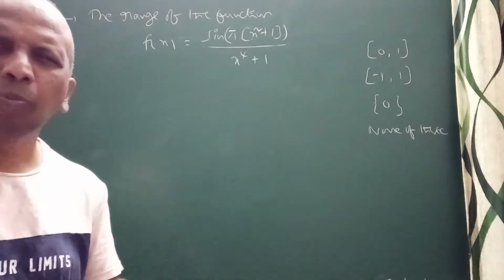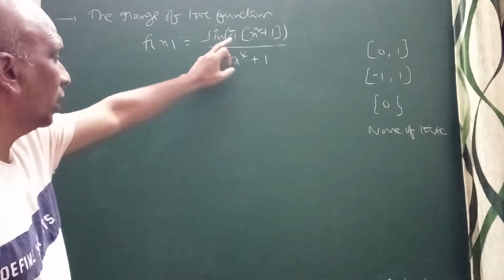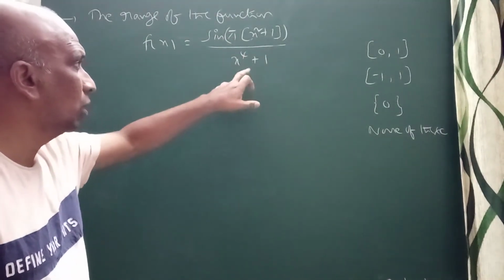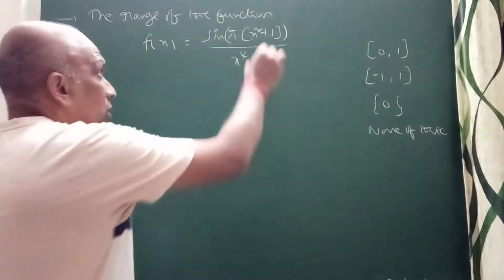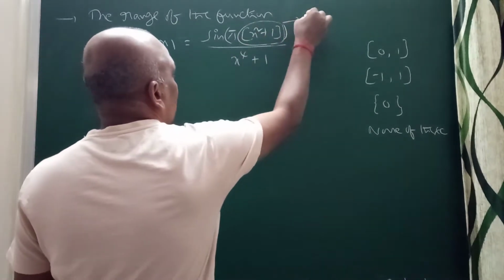So this is a very simple, logical problem. Just you can observe here. Range of the function f of sin of pi into [x square plus 1] by x power 4 plus 1. This is the step function, so it gives an integer, right? It gives an integer.